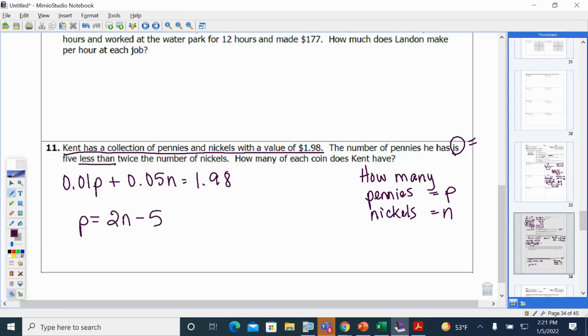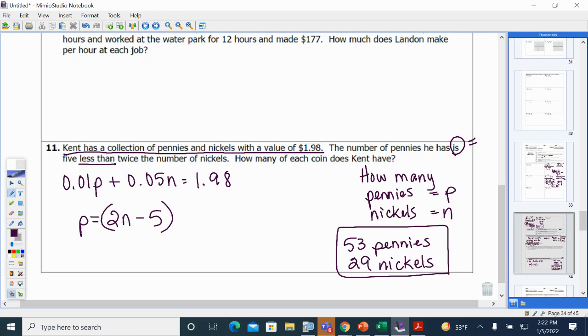Now this one is set up perfect for substitution, and that's what I would do. I would take the 2n minus 5 and substitute it in for the p. I'm going to go ahead and give you the answer. If you want to take the time to work this out, that's wonderful. But your final answer is 53 pennies and 29 nickels. So you take the time to work that out.